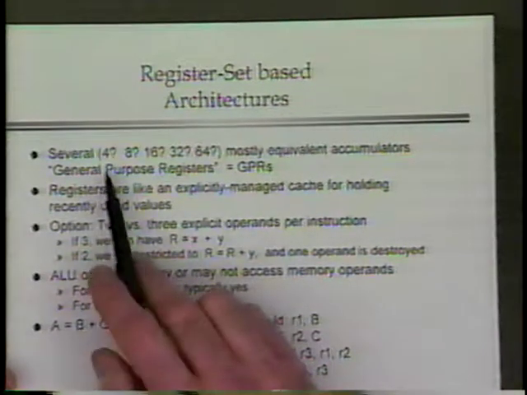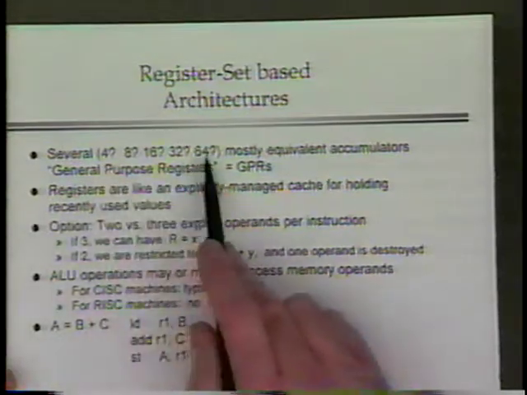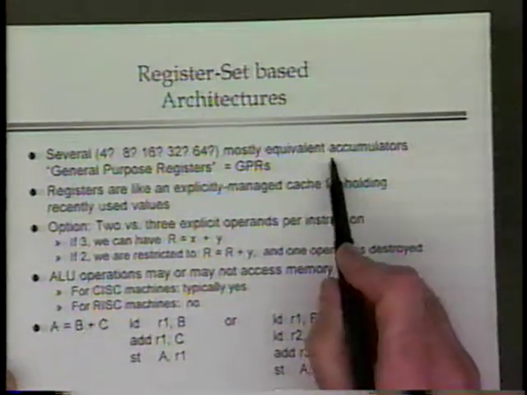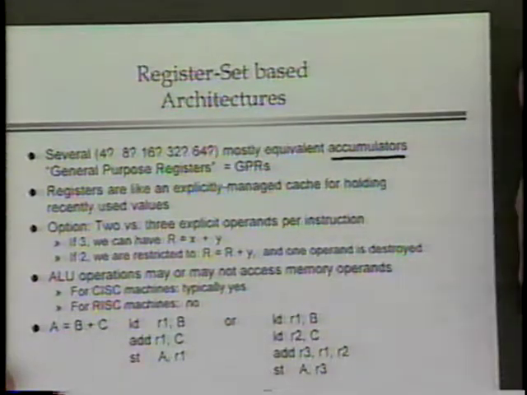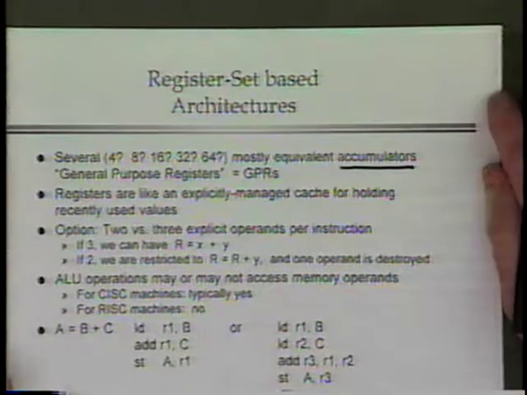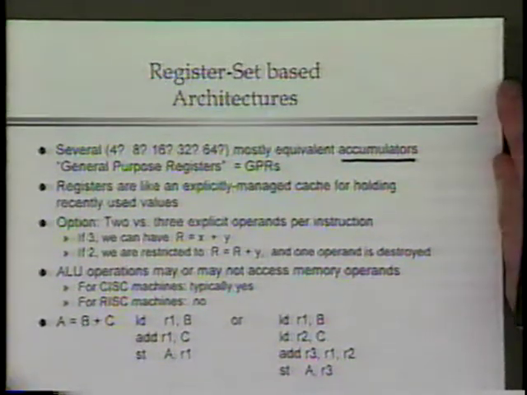The last style we'll talk about turns out to be the winning style and the architecture that most current computers are built out of, and that's the register-based architecture. And the idea is to have several, where several can be defined as any number from 4 to 64 or 128, of mostly equivalent accumulators. And this is very much like the accumulator style architecture we saw before, except that there are more of them, and you have to say which ones you want.